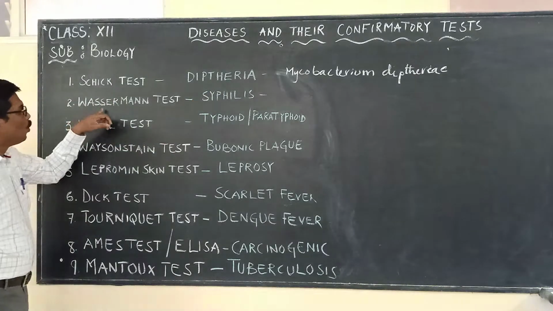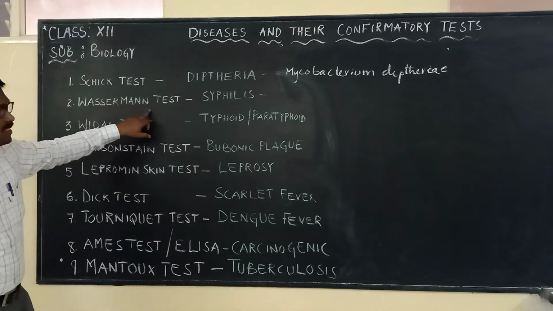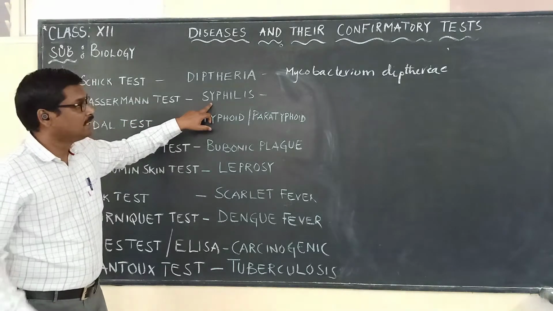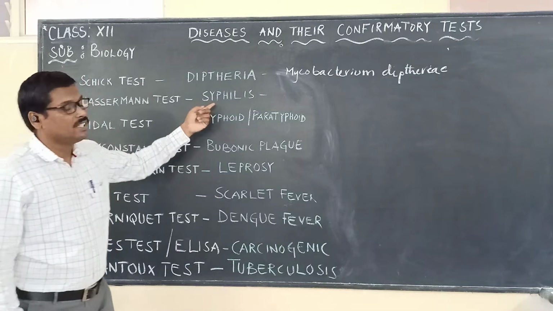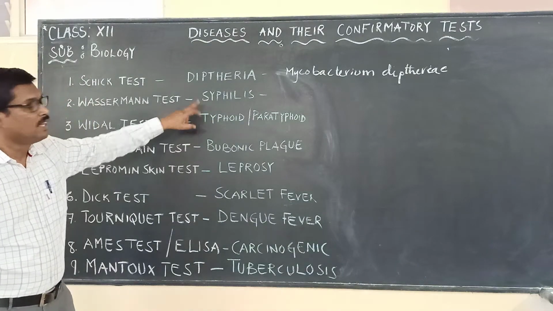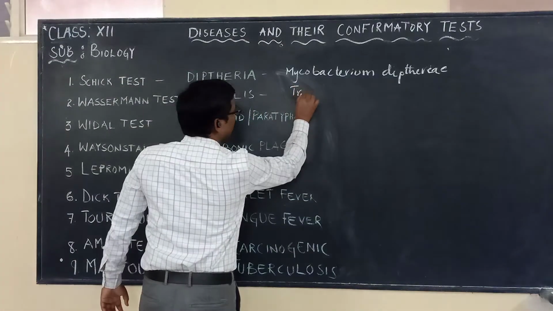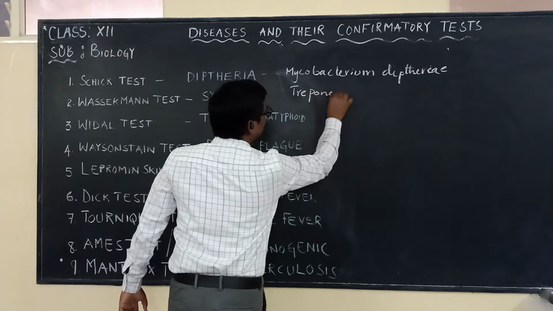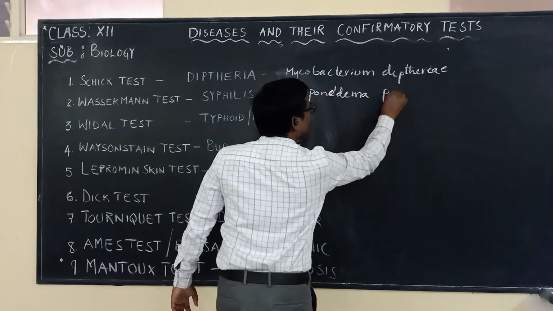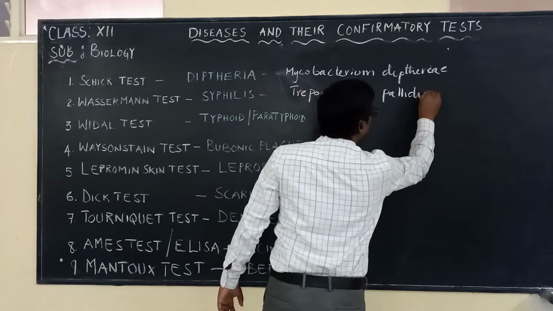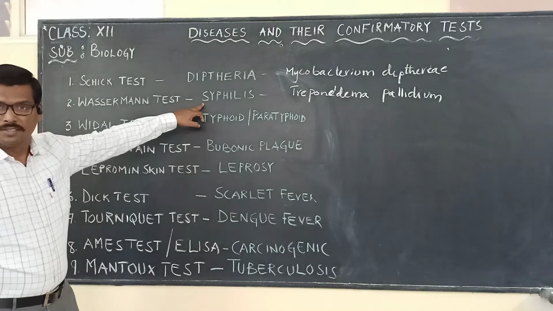The other one is the Wassermann test. This Wassermann test is conducted to confirm that a person is suffering with a disease called syphilis. Syphilis is caused by Treponema pallidum. Treponema pallidum is the organism which is causing this disease.